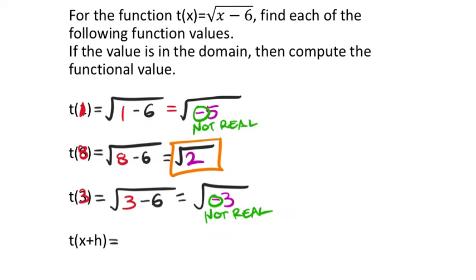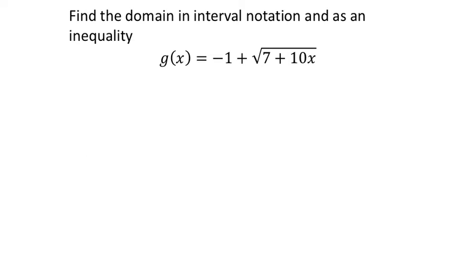Now this next one, it was x minus 6, right? But now we're going to take the x and replace it with x plus h. So the x that I have right there is replaced with what it's T of, and that's x plus h. And as funky as that looks, it's okay. That is all right. So find the domain in interval notation as an inequality.